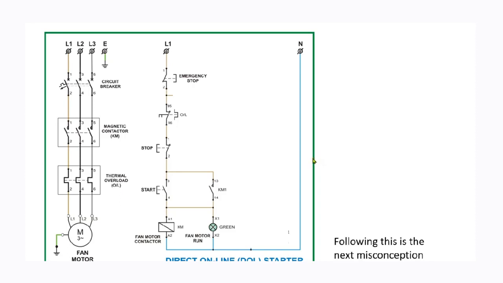at level 3. In this drawing, we have a direct online starter, and it looks quite complicated. But if you need to connect, to draw, to interpret, to draw up a parts list from this, you must use the same methodology that I have explained in the previous slides.